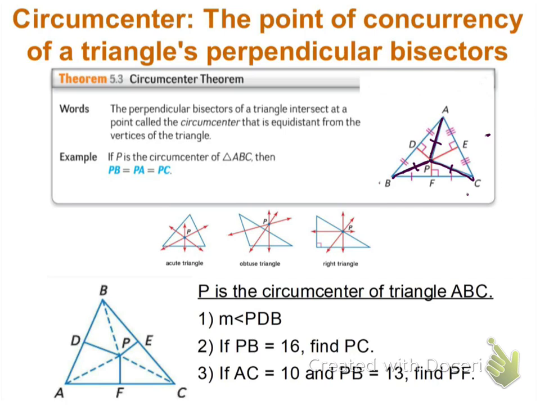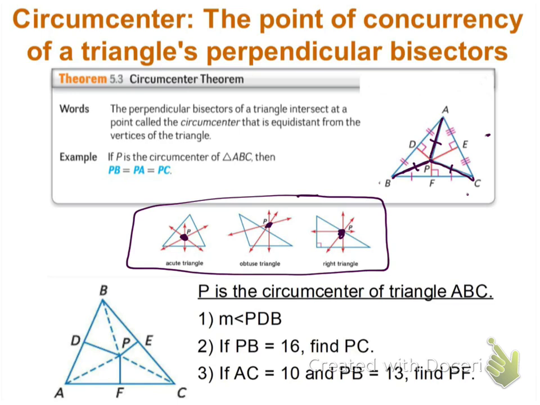Now, what I want you to also pay attention to are these three pictures here in the middle. Notice where your circumcenter is in each one of these pictures. And notice that that circumcenter is not always inside of your triangle. It could be outside of your triangle. So if it's acute, it's going to be inside. If it's obtuse, it's going to be outside. And if it's a right triangle, it's actually going to be on your triangle.